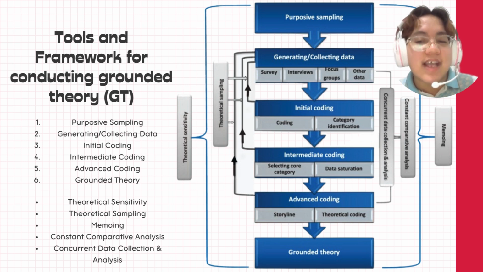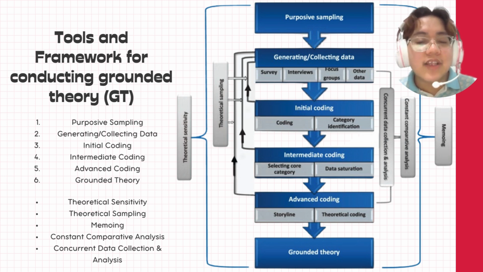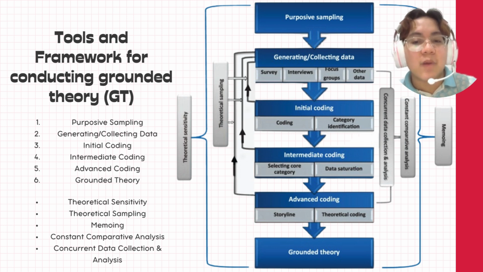Second to the last is the advanced coding. You further develop the core categories into a storyline and connect them using theoretical coding. The storyline organizes the findings into a meaningful structure. This is the step where your theory starts to take shape, connecting all the categories into a cohesive explanation. Lastly, grounded theory. At the end of the process, you will generate a grounded theory, a well-developed explanation or theory that emerged directly from the data. This theory helps explain or predict behaviors or patterns based on the data you have analyzed.